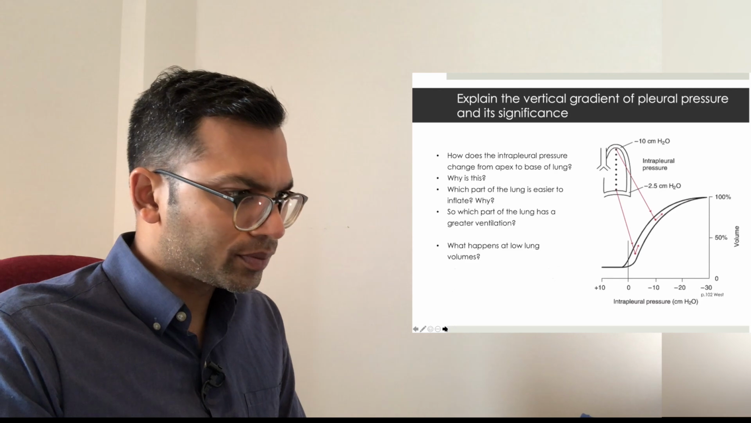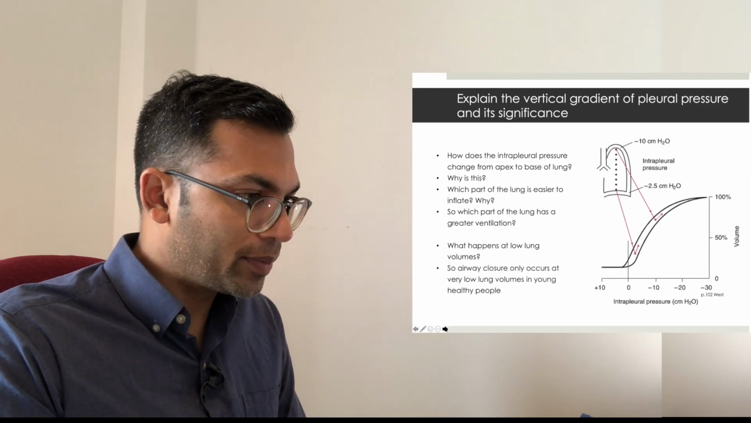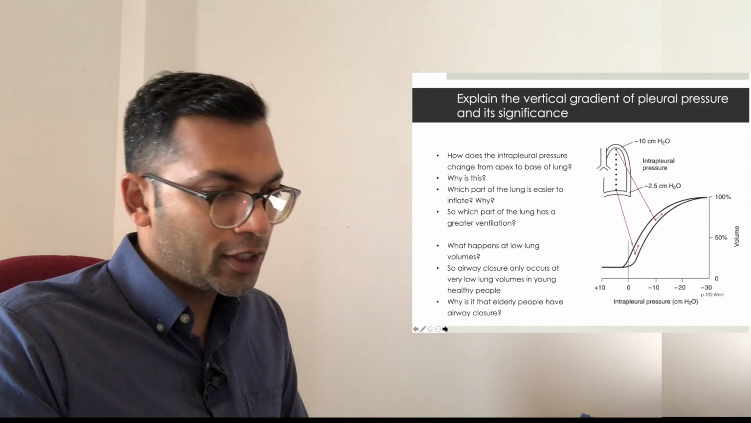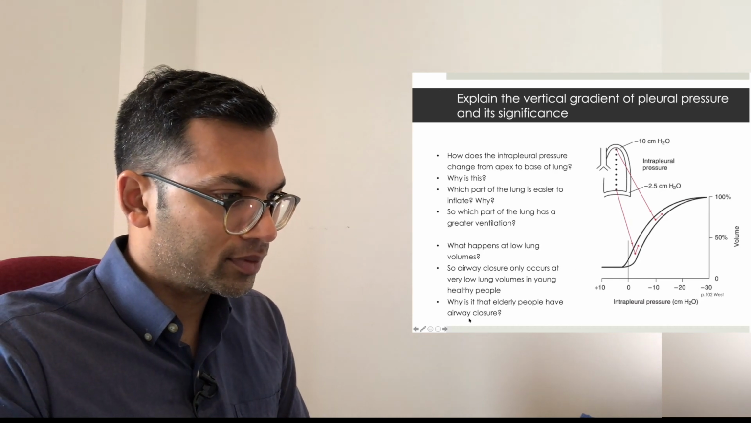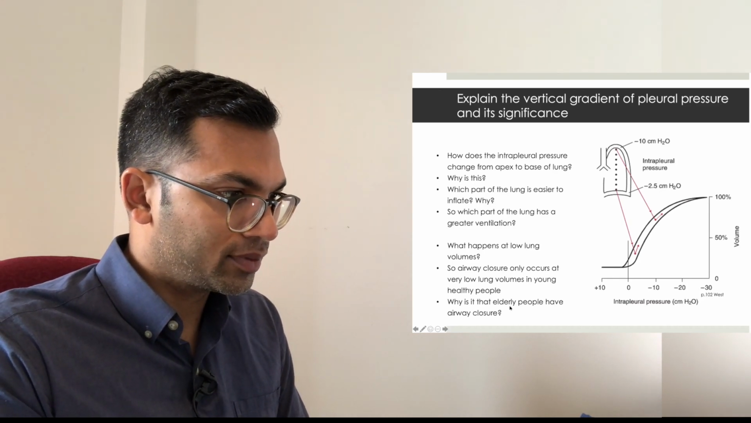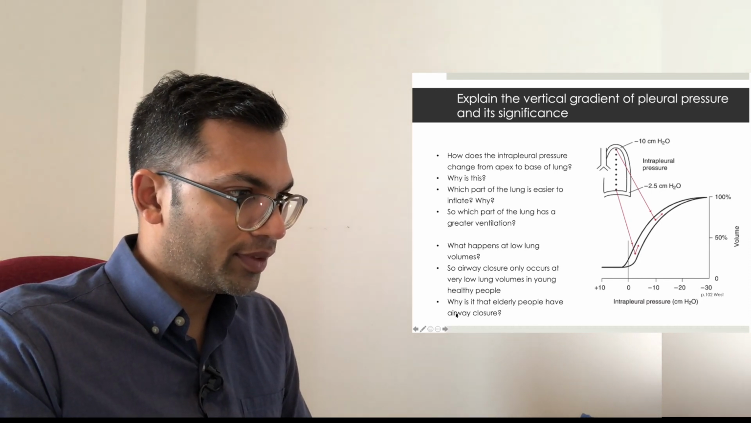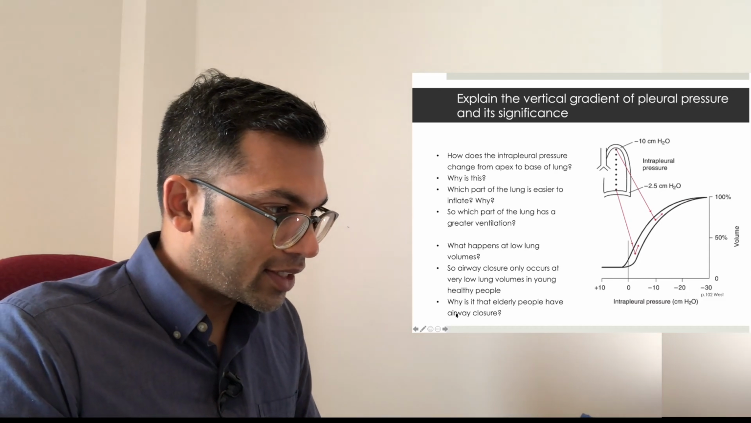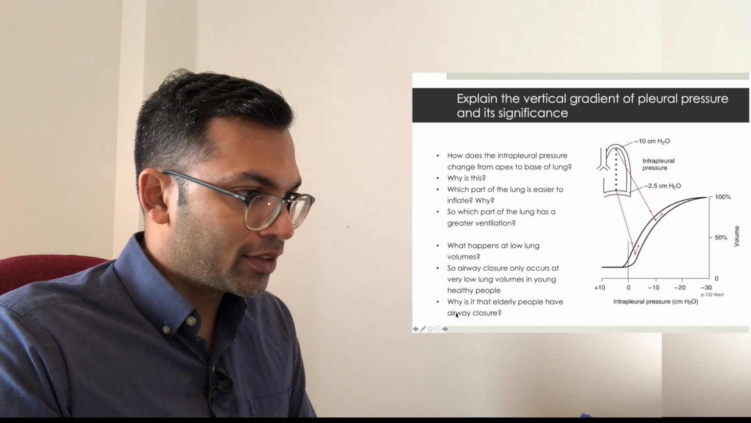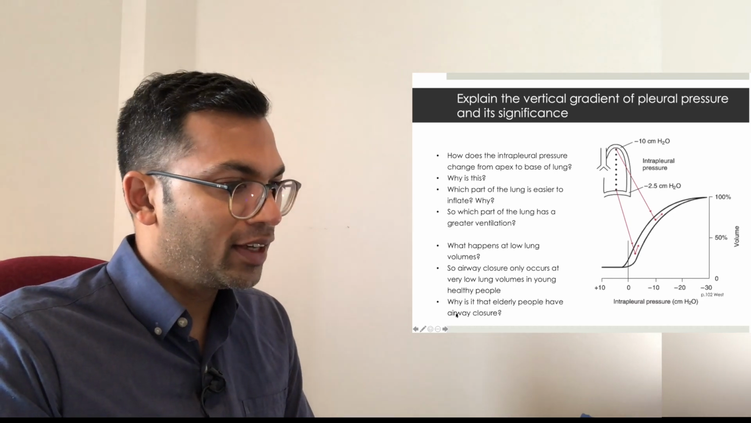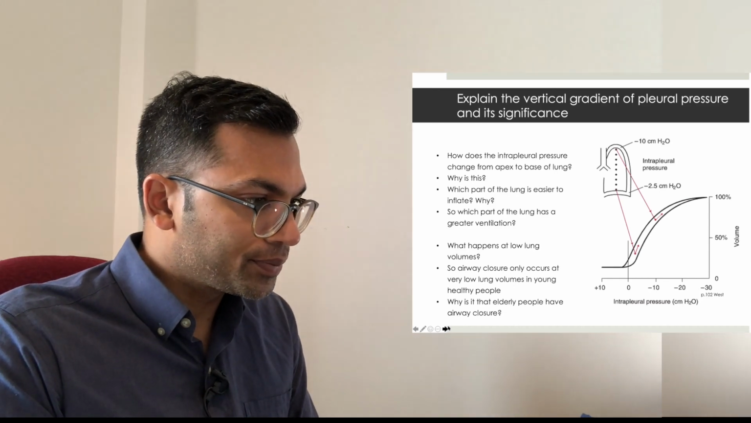Yeah, good. So airway closure only occurs at very low lung volumes in young, healthy people. So why is it that elderly people then have airway closure? My understanding is that you've got physiological destruction of your elastic tissue, so your airways tend to collapse. Fantastic. That's exactly what I've got as well. The aging lung loses its elastic recoil, so intrapleural pressures are less negative, and they mimic the situation at low lung volumes in the elderly. That's great.